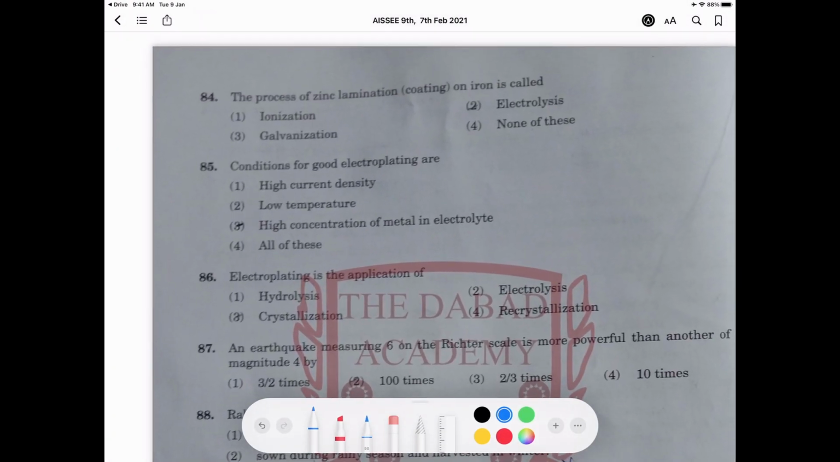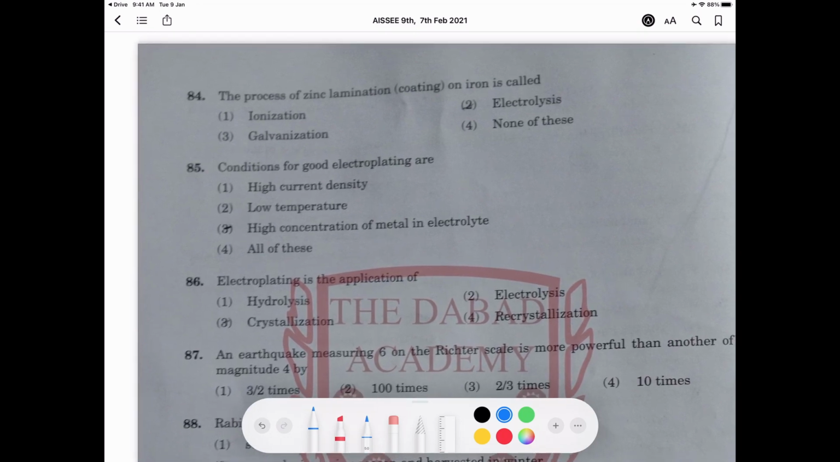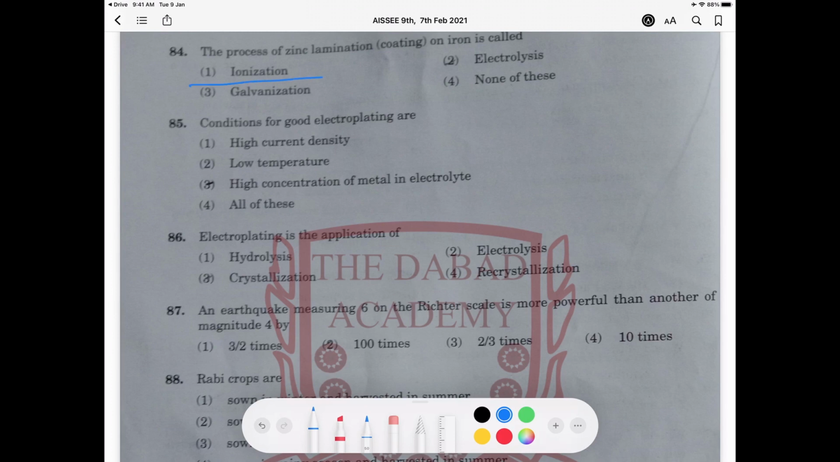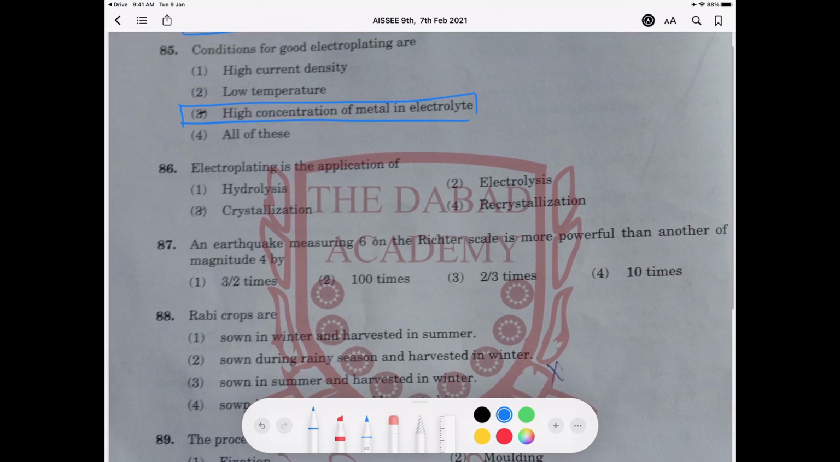Question number 84. The process of zinc coating on iron is called galvanization. So it was a basic question. It is also there in your NCERT books. In 85, conditions for good electroplating are high concentration of metal in electrolyte. So this is the correct answer. In question number 86, electroplating is the application of electrolysis. Option number 2 is correct.